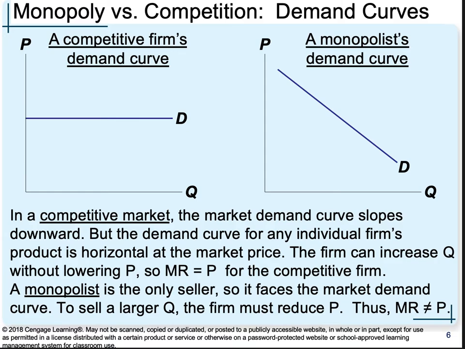Now, a monopolist demand curve is downward sloping. Because there's only one seller, it faces a market demand curve, and to sell a larger quantity, the firm must reduce price. So in this case, marginal revenue does not equal price. In our perfectly competitive market, our marginal revenue does equal price. So key distinction here: marginal revenue equals price. Here, marginal revenue does not equal price. Here, we can charge a different price and individuals will consume accordingly. So at a higher price, less consumption, lower price, more consumption.